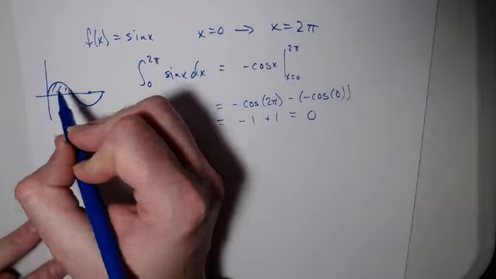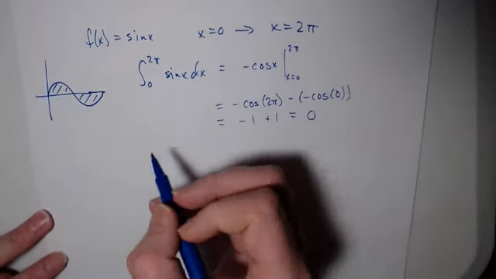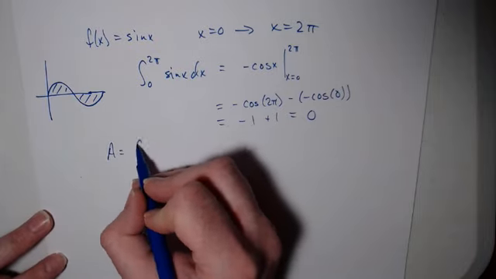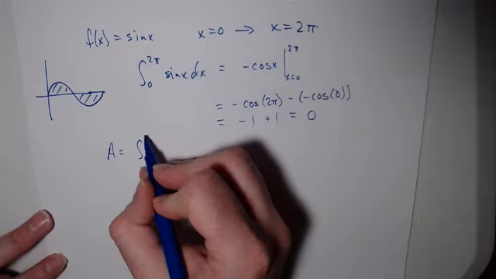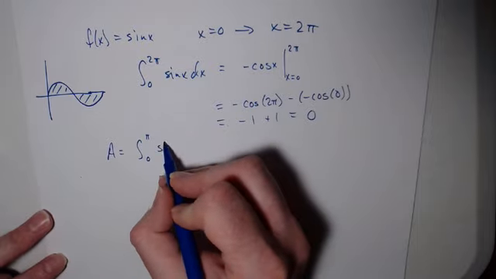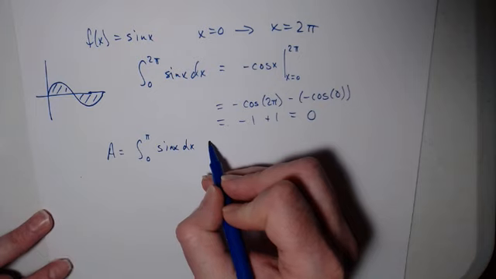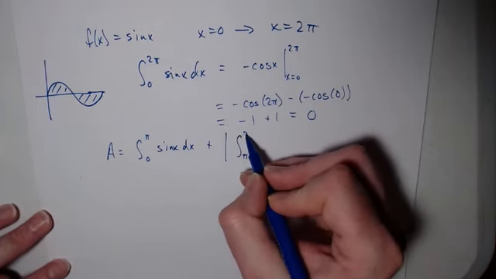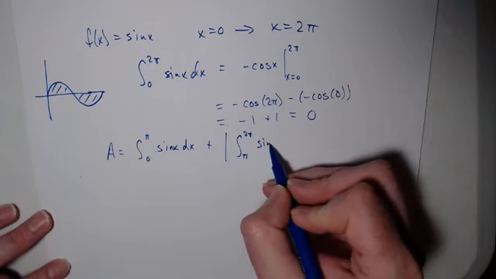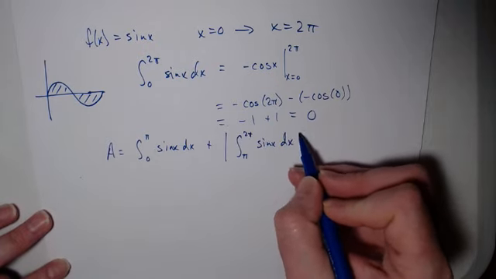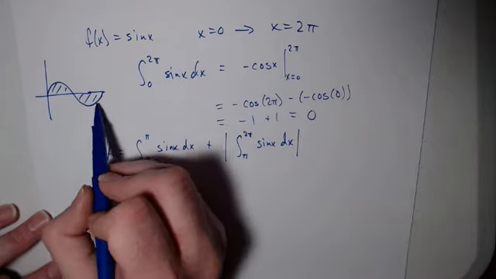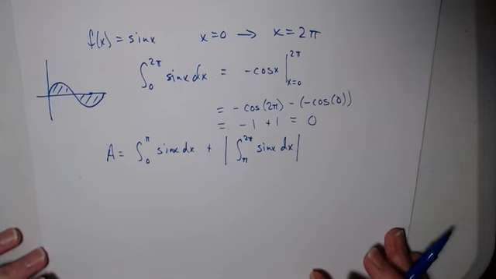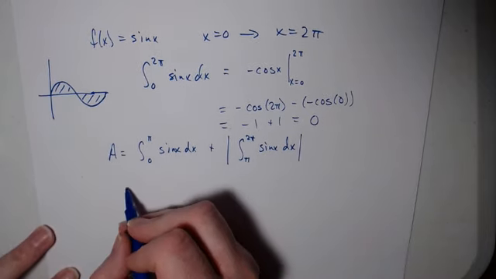If I wanted to find the area of this shaded region, though, I could say the area is equal to the integral from 0 to pi, that's above the curve, so that's sine x dx, plus the absolute value of the integral from pi to 2 pi of sine x dx. Because when I take that integral, I'm going to get a negative value. And so the total area is the absolute value of each of these pieces summed up.